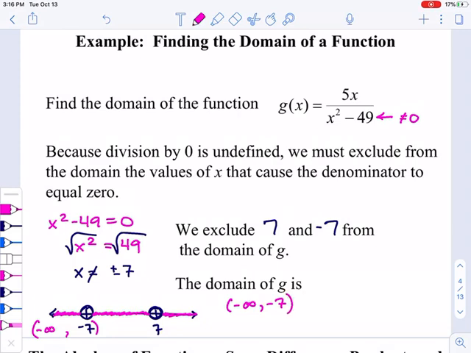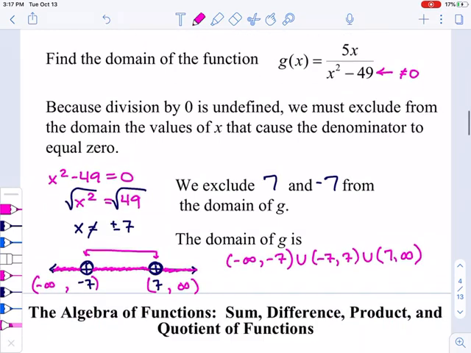We have those parentheses because we are not including it. We are going to unite that with the next section, which goes from negative 7 to positive 7. And then we're going to unite that with the last piece, which is going to go from positive 7 up to infinity. So that is what our domain is. We cannot have 7, we cannot have negative 7. So written out in interval notation, it means everything else except for negative 7 and positive 7.